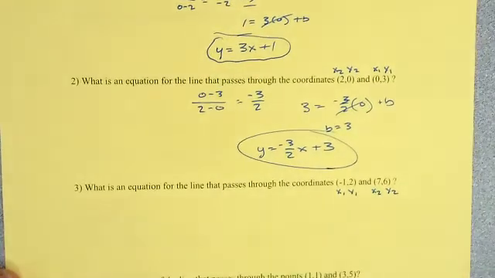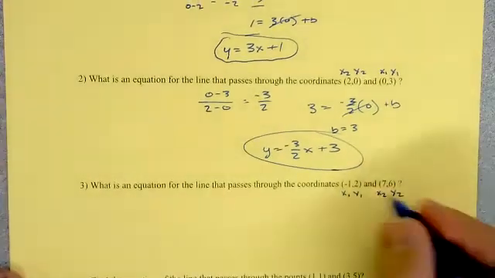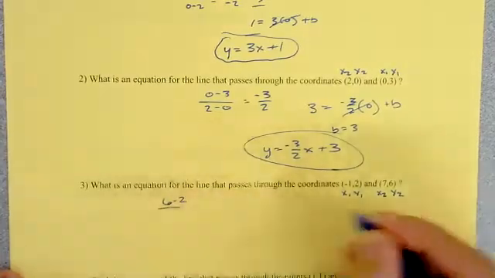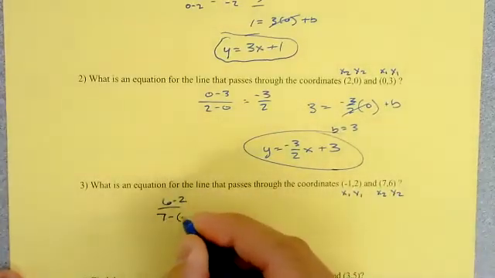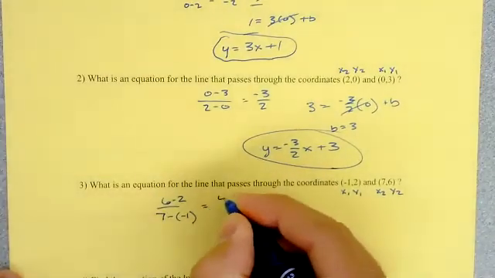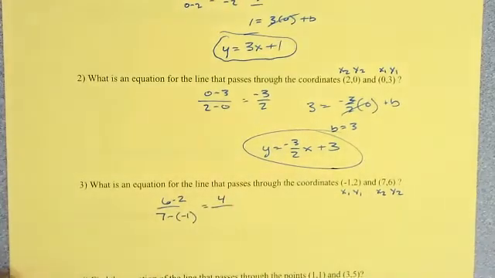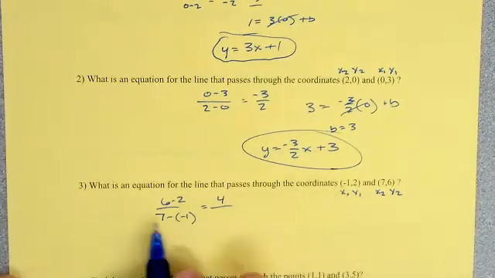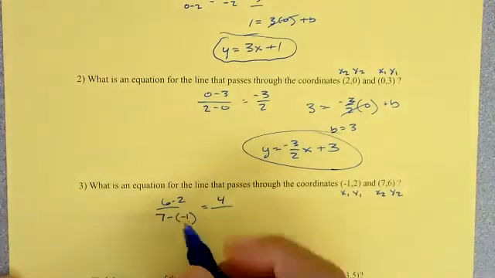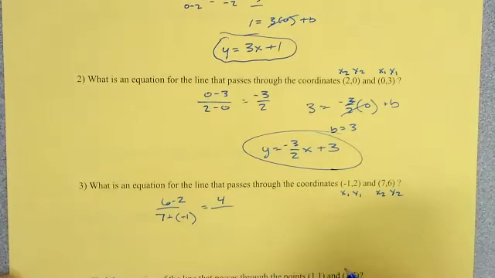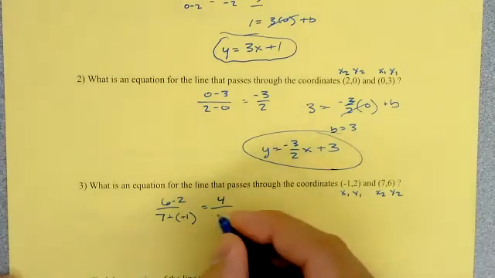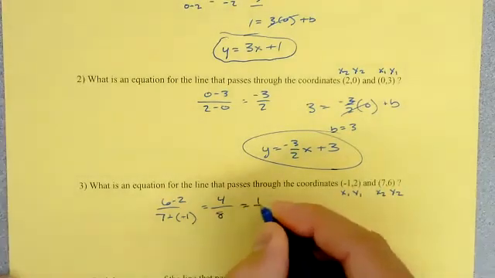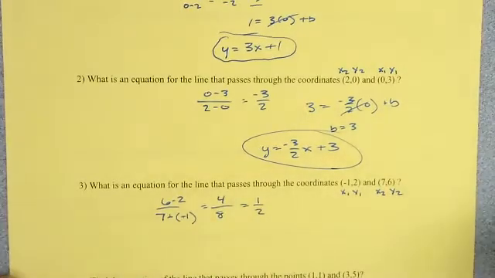All right, number 3 here: 6 minus 2 over 7 minus negative 1. So this is where a lot of people kind of get stuck. It's 7 and you're subtracting a negative 1. So remember, when you have two negatives like this, they turn into a positive. So it's really 7 plus 1. Okay, so we end up getting a slope of 1/2.